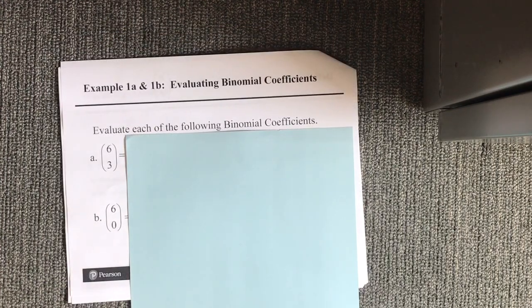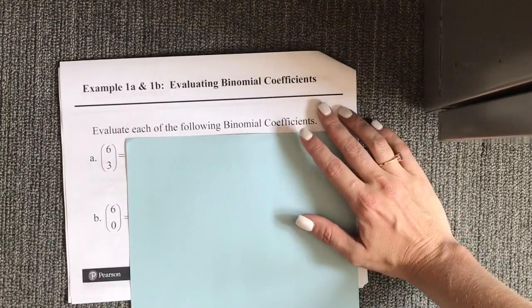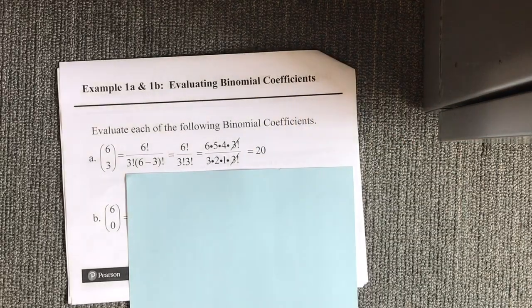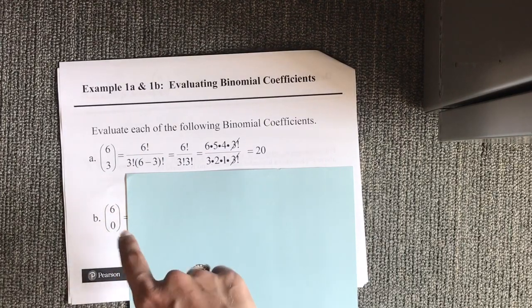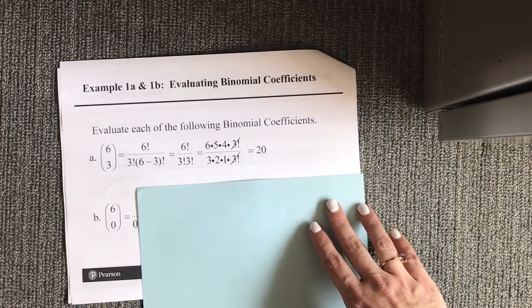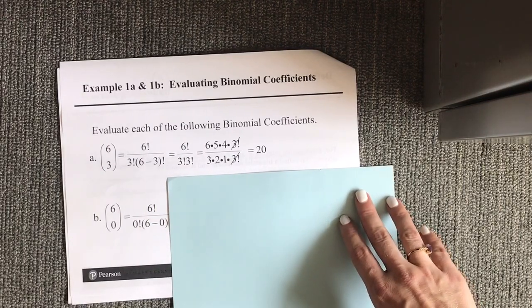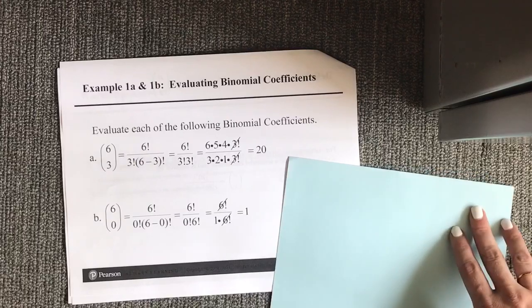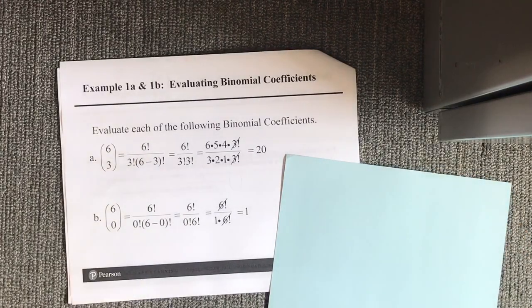Looking at example 1a and 1b, we're just going to practice finding n above r, plugging directly into that formula. For 1a, 6 above 3, we're going to have 6 factorial in the numerator and 3 factorial times 6 minus 3 factorial in the denominator. Then you just simplify that out and get a value. Same here. Keep in mind that 0 factorial is 1. That comes into play on 1b. And so this ultimately equals 1. Try your pencil problems.